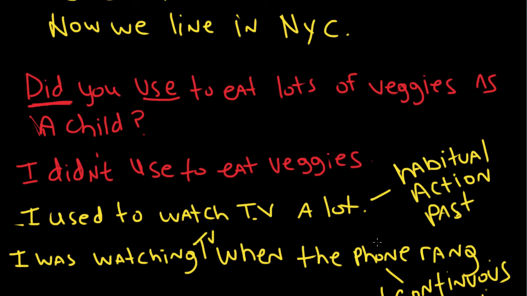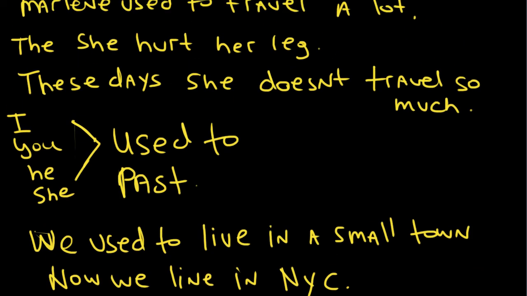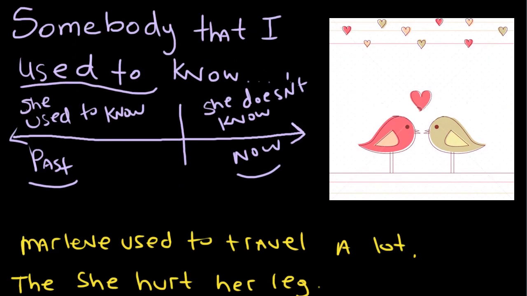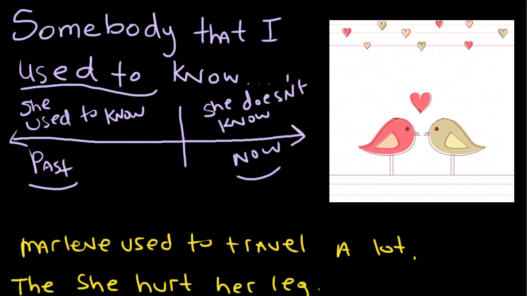Okay, so I hope this lesson has helped you understand how we use used to. We use used to talk about actions that we did in the past that were habits or continual actions and that are not happening in the present, like now. So the next time you hear the song, Somebody That I Used to Know, you can remember the grammar of used to, and it means, unfortunately, they don't know each other anymore.